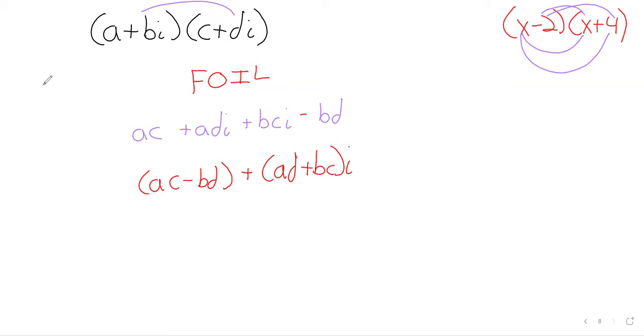That formula is not something that I would commit to memory. If I'm faced with a complex product, I would FOIL it. I wouldn't have a formula memorized. I just redo the work on the previous frame.